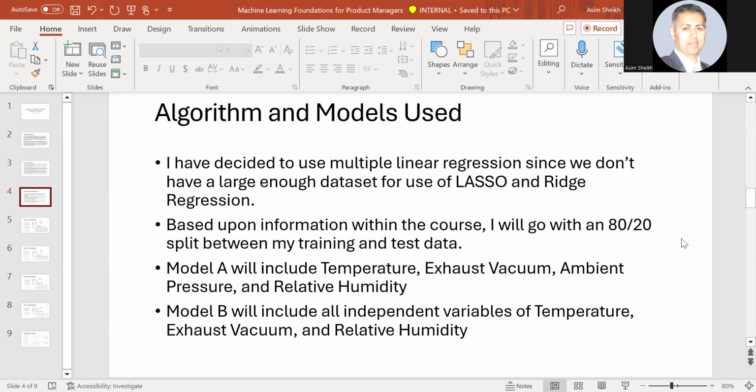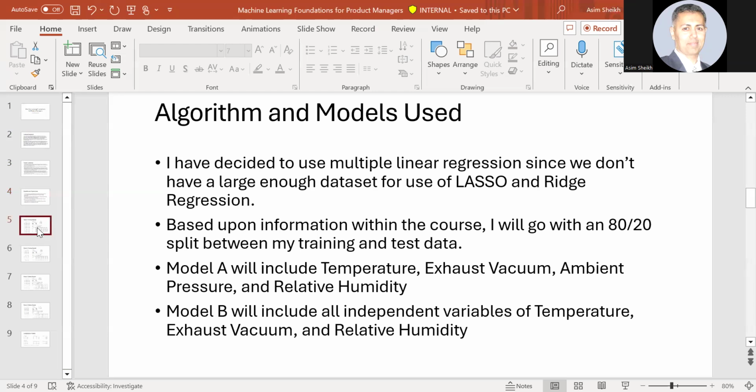A few more things around the algorithms and models that I used. I decided to use multiple linear regression because we don't have a large enough data set for use of lasso or ridge regression, based on the information in the course. Also, I decided to go with the 80-20 split between my training and my test data. Model A will include the features of temperature, exhaust vacuum, ambient pressure, and relative humidity. Model B will include temperature, exhaust vacuum, and relative humidity.